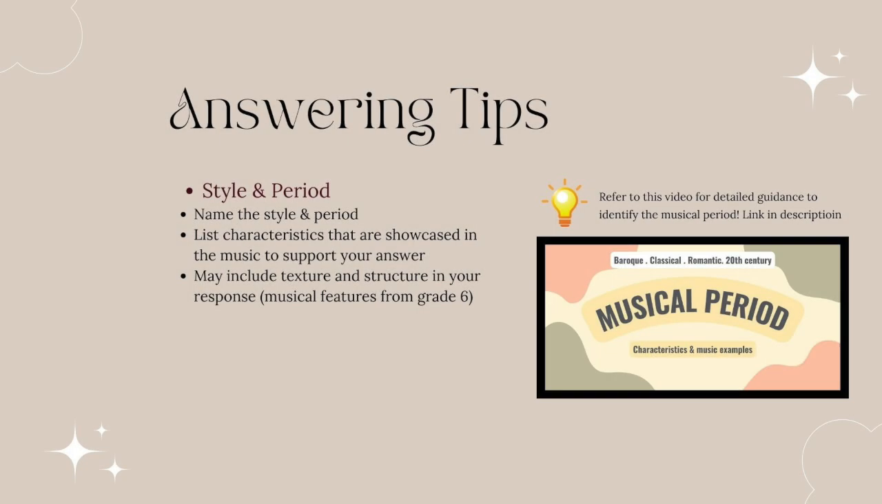Next, the style and period. Name the style and period and list characteristics that are showcased in the music to support your answer. You may include texture and structure in your response, which is the musical features from grade 6 onwards. We have this video on our channel which will be a detailed analysis of the musical period Baroque, Classical, Romantic, and 20th century, their characteristics and music examples. Refer to this video for a detailed guidance to identify musical period. A link will be in the description box.